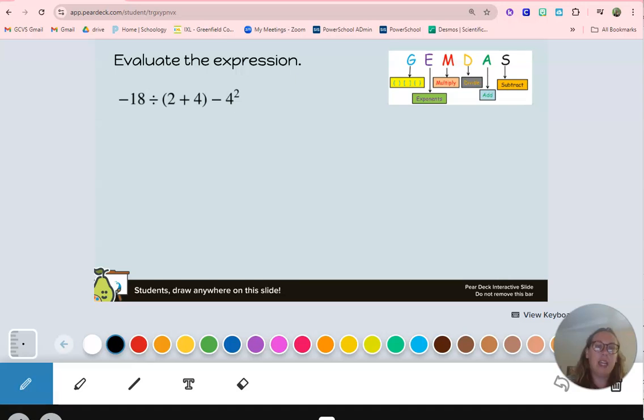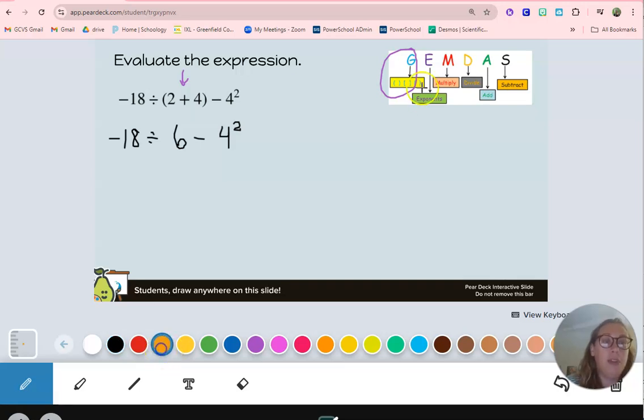We got 3 more slides here to complete. Reading the expression first, we have negative 18 divided by 2 plus 4 in parentheses minus a 4 squared. So look for those grouping symbols first, which we see right here with our 2 plus 4. So we're going to rewrite everything and then simplify our 2 plus 4 in parentheses to get 6 minus a 4 squared.